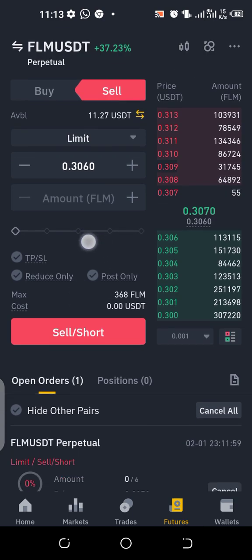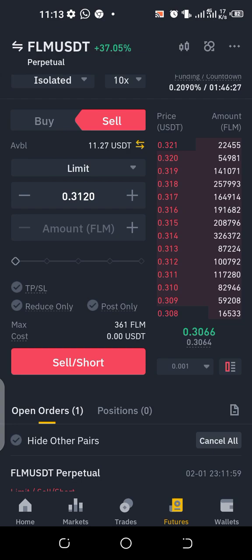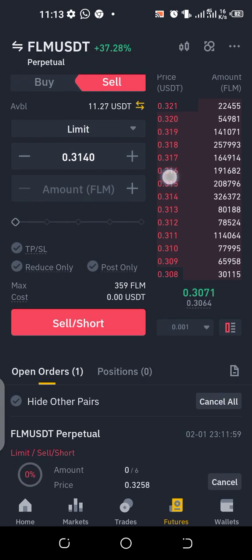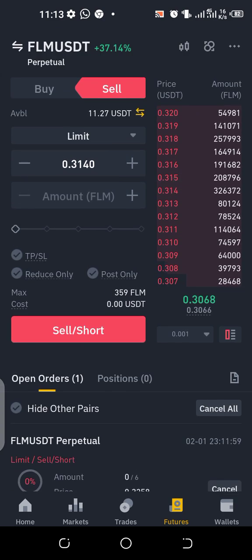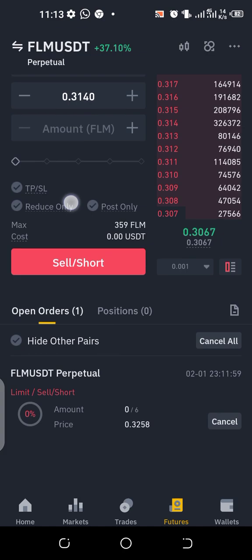I can see that at 0.311 here, there seems to be a strong line of resistance, but if I go up, I may see an even stronger line of resistance. I can analyze where the highest sell orders are. It seems to be at 0.314, now 0.326. That seems to be the price at which the highest number of sell orders are present. 326,372 FLM is available to be sold at that price compared to the others.